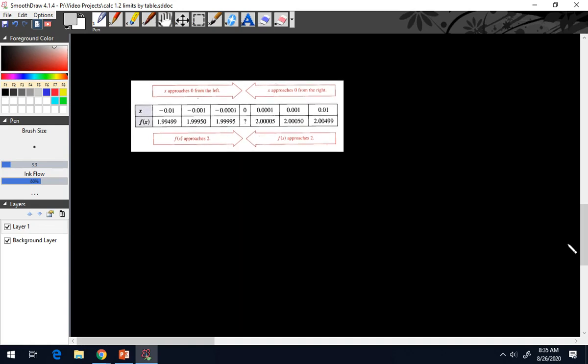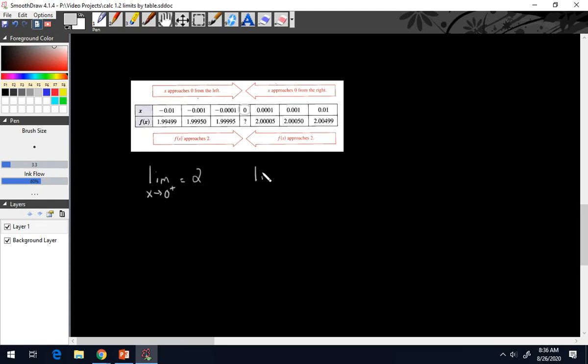Here we've got another table where it looks like we're approaching 0. So again, what's the limit as x approaches 0 from the right side? From the right side, 0.01, 0.001, 0.0001. Again, getting really close to 0 there. We look at the y values, and the way this is working out, it looks like we're getting really close to 2.